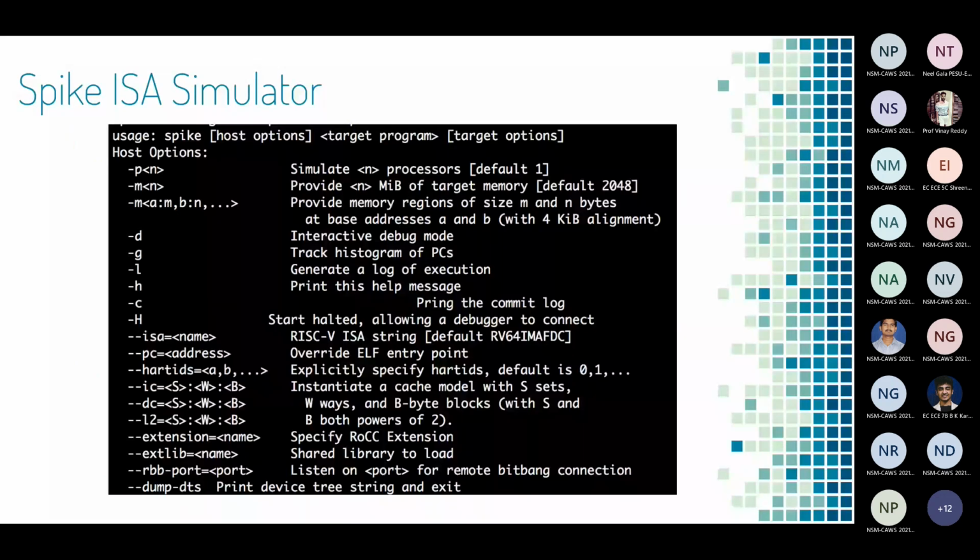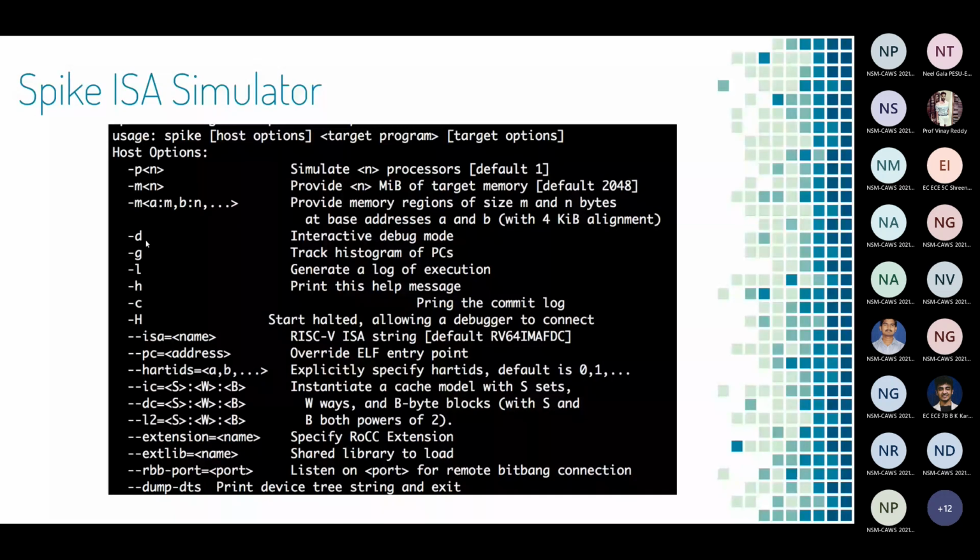So if you execute Spike -help, these are the bunch of flags which are outputted, right? So -p will allow you to simulate multiple processors, and -m will provide that much amount of target memory. You can also say where that particular memory region should start. We will be using this particular flag in one of the exercises now. So with -m, if you say A followed by a colon and M, starting at A, you will get M bytes of addressable memory.